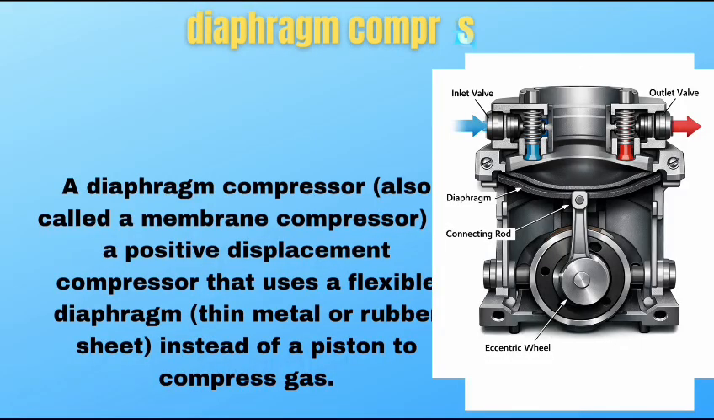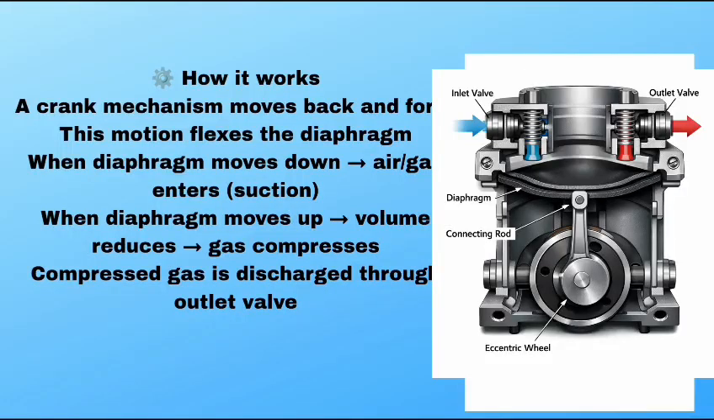A diaphragm compressor is also called a membrane compressor. It is a positive displacement compressor that uses a flexible diaphragm, a thin metal or rubber sheet, instead of a piston to compress the air. Working principle of the diaphragm compressor: a crank mechanism moves back and forth. This motion flexes the diaphragm.